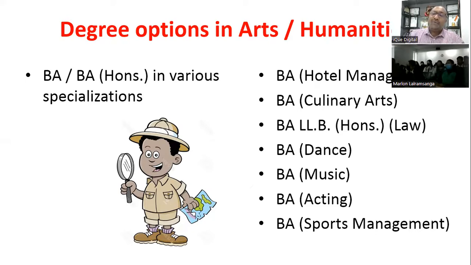You can also go for a BA degree in some of the skill-based courses like hotel management, culinary arts, dance, music, acting, or sports. There is another beautiful program known as BA LLB, which is a 5-year integrated law program, which a student passing out from 11th, 12th humanities can pursue.